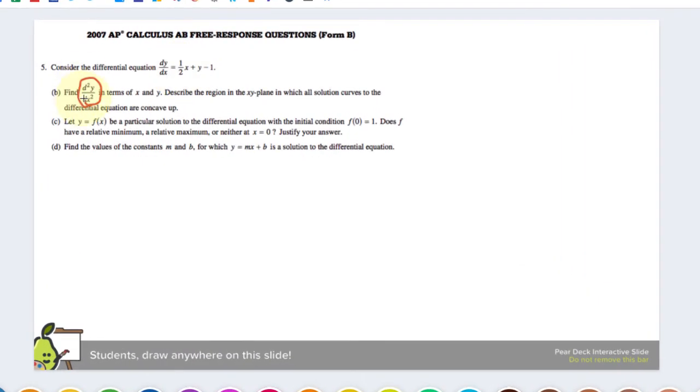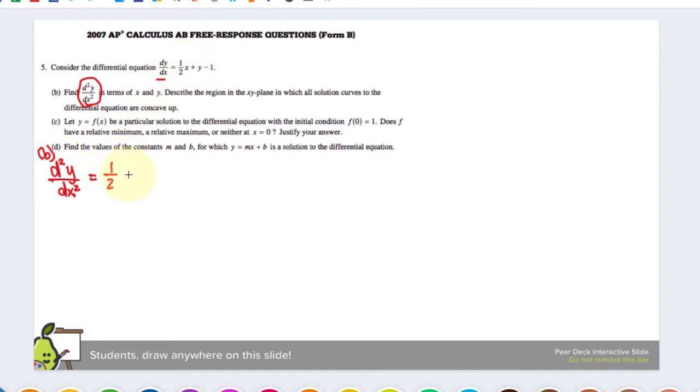This means the second derivative. Find the second derivative. So they already found the first derivative, so I'm just taking another derivative. And you have to know that notation for second derivative. So if you've forgotten it, please refresh your memory. The derivative of 1/2 x is just 1/2.